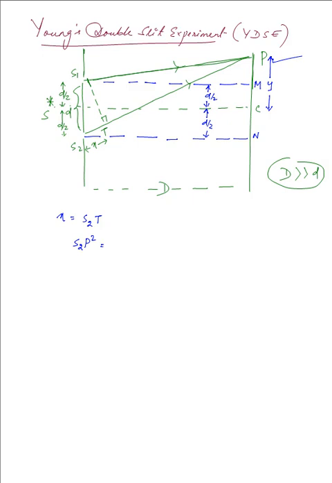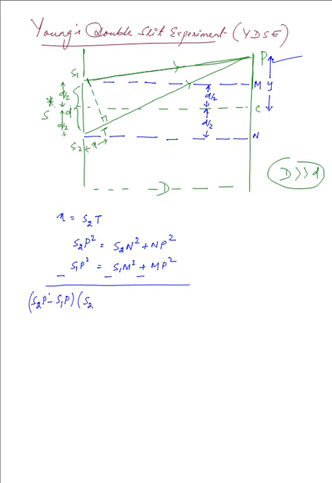Now, S2P squared, from that right angle triangle that you see, S2PN, is equal to S2N squared plus NP squared. And what about S1P squared? S1P squared is equal to S1M squared plus MP squared. Now, if we subtract the second equation from the first, on the left hand side we get S2P squared minus S1P squared, which is a squared minus b squared, written in that form: a plus b and a minus b multiplied.